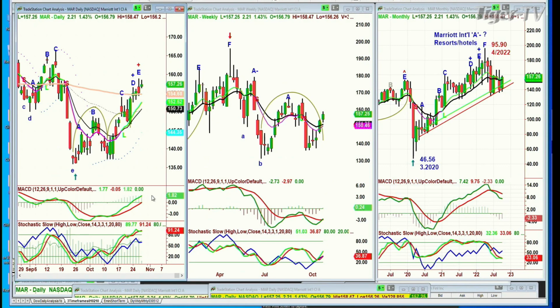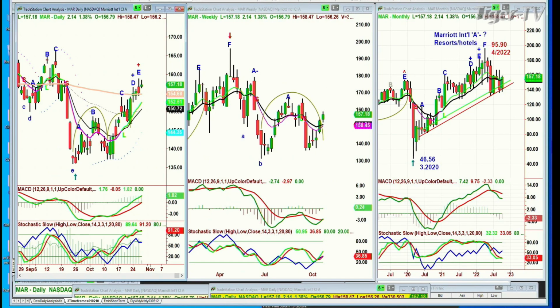So here's Marriott. 95.90 was the high in April, pulls back to the 130s, trading now at 157. The weekly chart has this H pattern, which so far is successful. So it's running. It has to close in the 168 area to say, whoops, I'm out of the zone. I'm now moving higher. But that's Marriott.